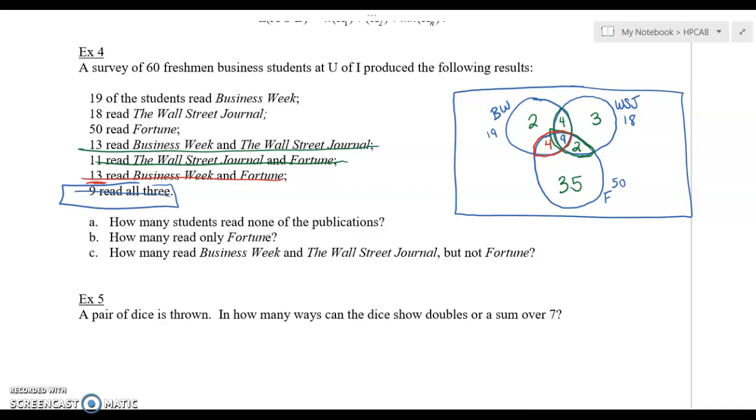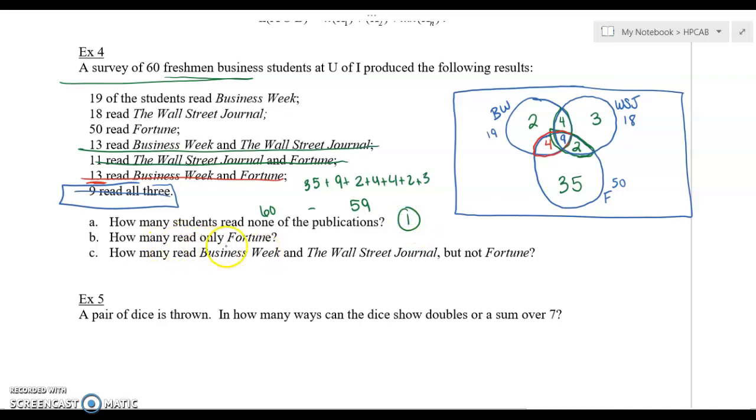All right, so then let's see. We knew this was a survey of 60 freshmen. What's going to happen next is how many students read none of the publications? Well, what we need to do is figure out how many total numbers we have here, because we do need to keep in mind that we have overlap. So we're going to add 35 plus 2 plus 4 plus 9 plus 4 plus 2 plus 3 to see how many total people are reading one of these 3 or all of these 3 or some of these 3. If you add all of those together, you're going to get 59. And we know there was 60 freshmen total at U of I. So if you do 60 minus 59, there's only going to be 1 student who's not reading any of these publications. So the answer for that is 1.